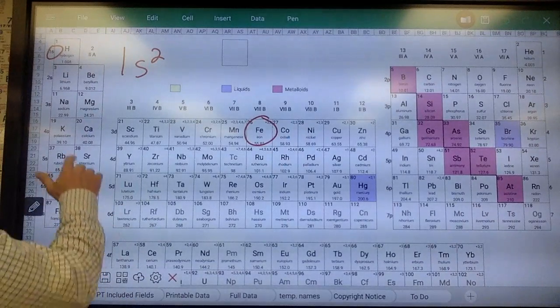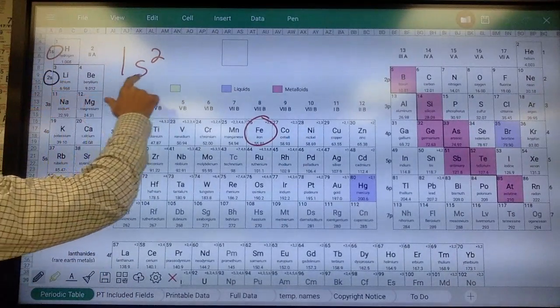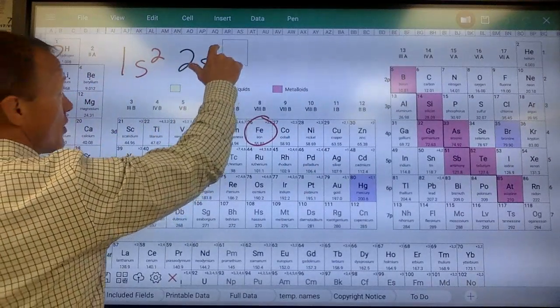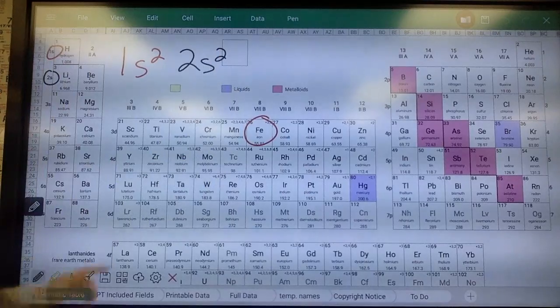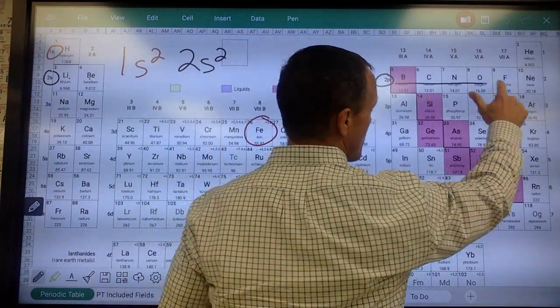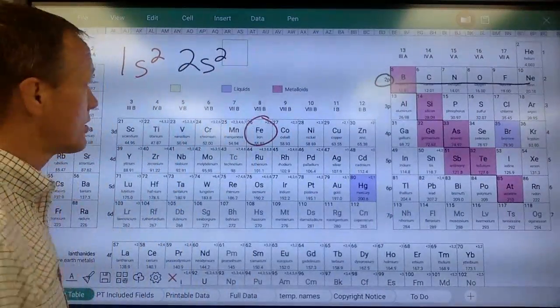We go to the second energy level then. So second energy level, S sublevel, and there are 2 spots for electrons. Once that fills in, we go to 2p, and there are 6 spots for electrons.